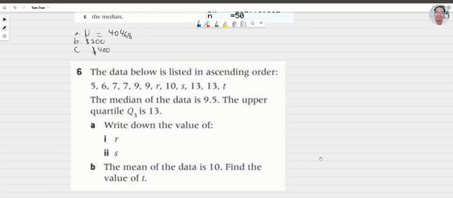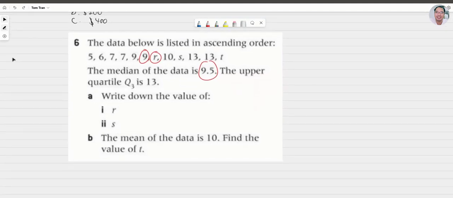Is the R the median? 1, 2, 3, 4, 5, 6 values on the left. 1, 2, 3, 4, 5, 5 values on the right. Median is 9.5. So the median 9.5 here is the sum of the value 9 and the value R, divided by 2, because we have 5 values on the left and 5 values on the right. So R is 10.